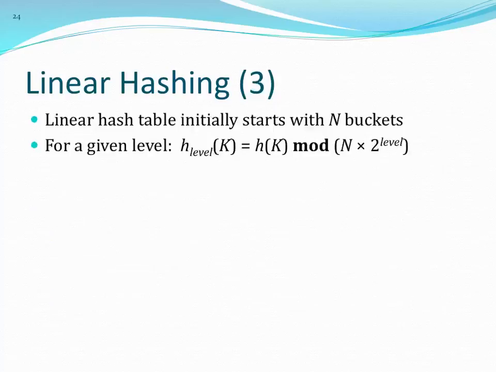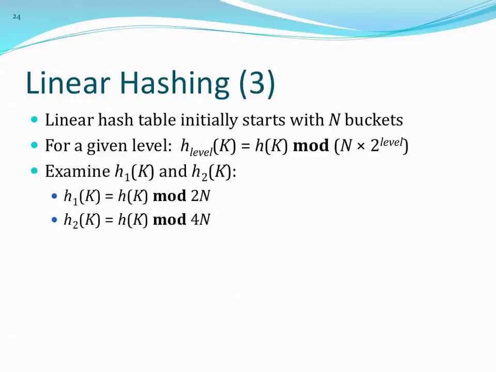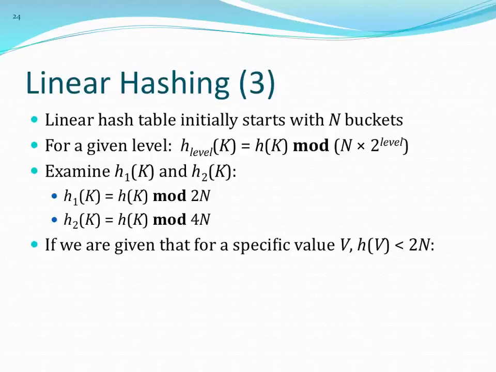And like I said, we have two hash functions in effect so that we can actually do this expansion. So given level h of level k, this is just what I had before. You'll notice, for example, h1 of k is h of k mod 2n, h2 of k is h of k mod 4n. What if I told you that the original hash value, the generic hash value, is definitely less than 2n? What could you tell me about the relationship between h1 of that and h2 of that? If I told you that h of k, or h of v that we're looking for, is definitely below 2n.